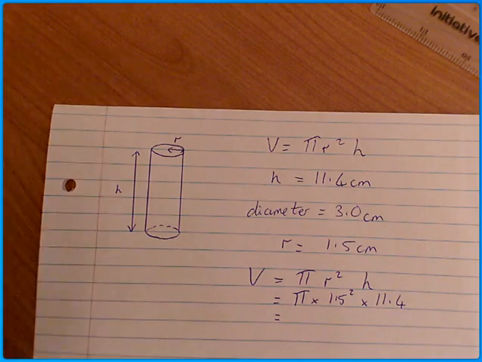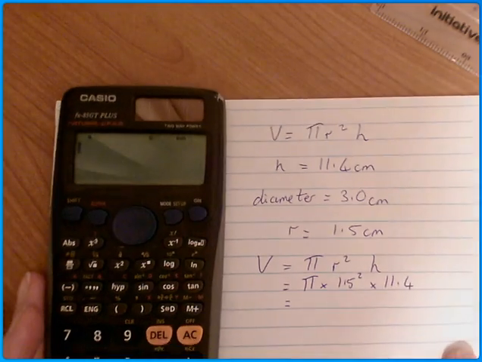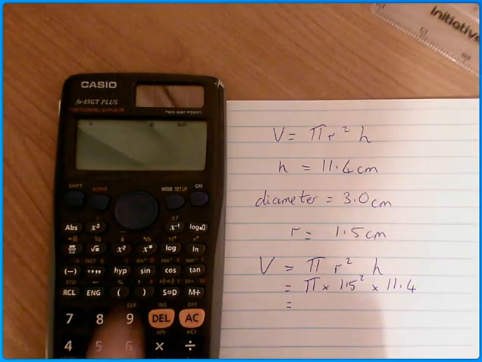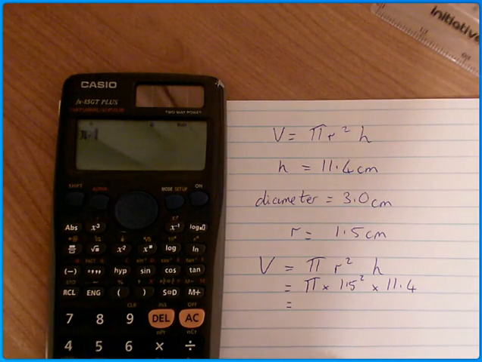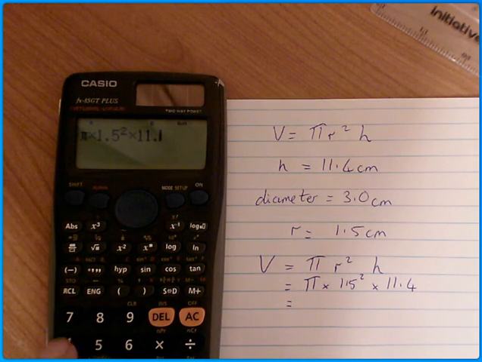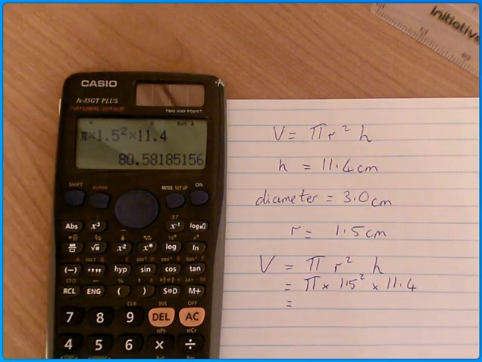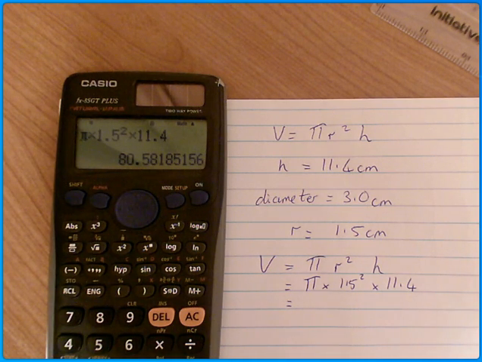I can't do that in my head, so let's grab a calculator for that. So here we go then. We've got pi times 1.5 squared times 11.4. I'm going to express that as a decimal. And we've got 80.58185156. But how many of those decimal places is it reasonable to write down for your answer?